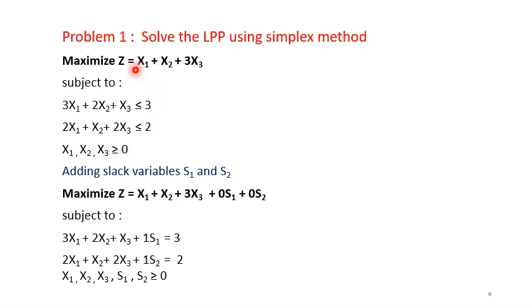You can see here in the objective function there are three decision variables, so this cannot be solved by the graphical method. And also you can see there are two constraints and a non-negativity constraint. The objective is to maximize z, x1 plus x2 plus 3x3, three decision variables involved, subject to two constraints: 3x1 plus 2x2 plus x3 less than or equal to 3 and 2x1 plus x2 plus 2x3 less than or equal to 2. The non-negativity constraints: the values of x1, x2, x3 will be greater than or equal to 0.